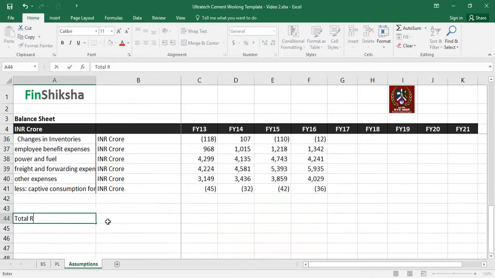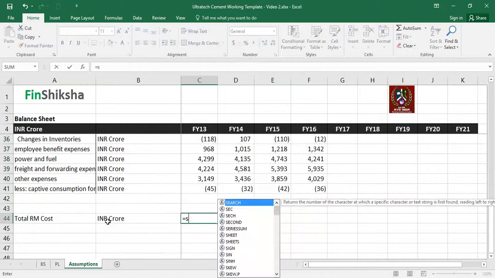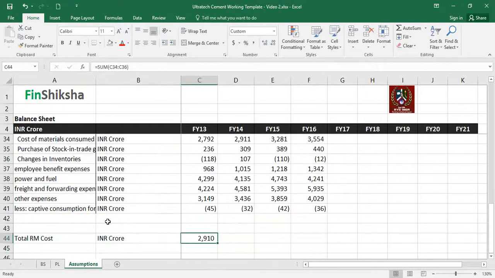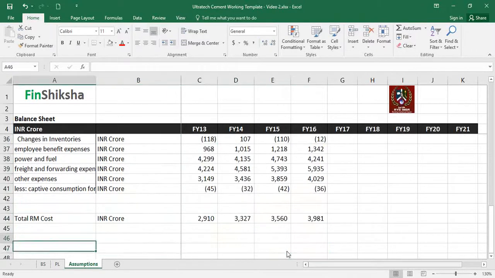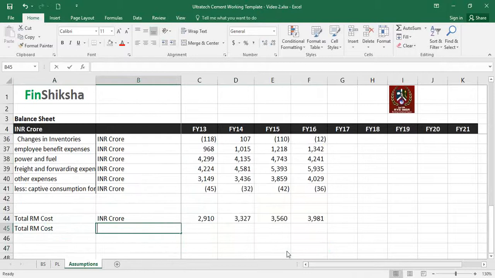So we say total RM cost, and I'll put that in INR crore, and that's the sum of the first three: cost of materials consumed, any purchase of stock in trade, and changes to inventory, right? That's how we come up with the raw material cost, and we plug the numbers here. Now this is in INR crore, and raw material cost should be directly linked to the production that the company has done, right? So I want to find out total raw material cost in INR per ton of cement that we are producing, right?